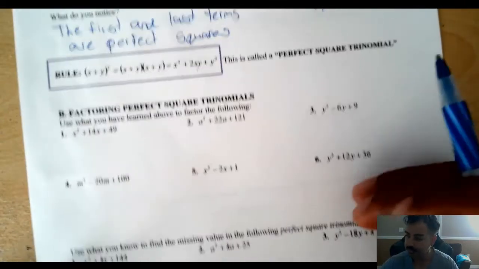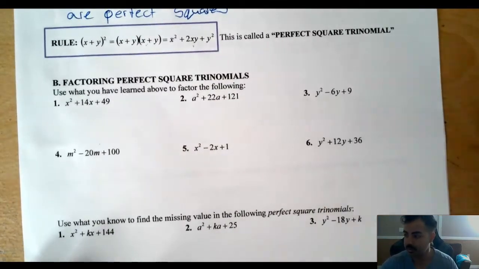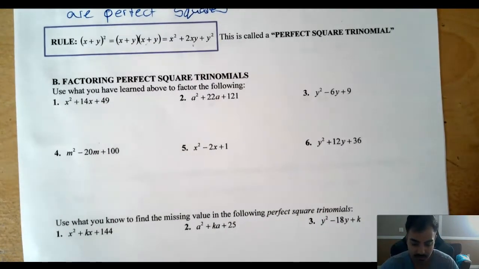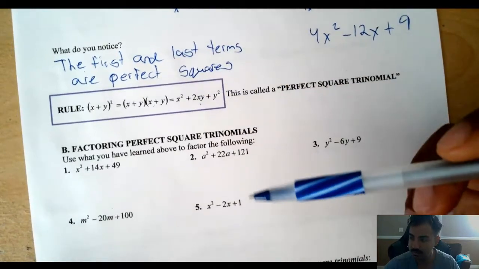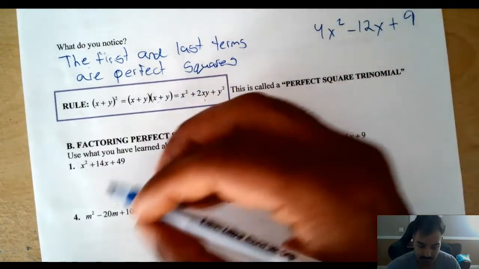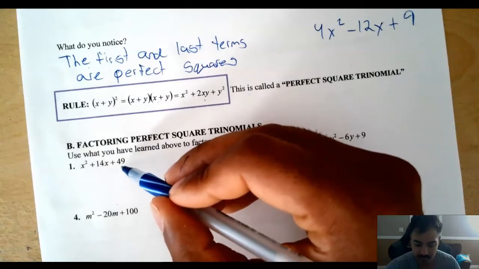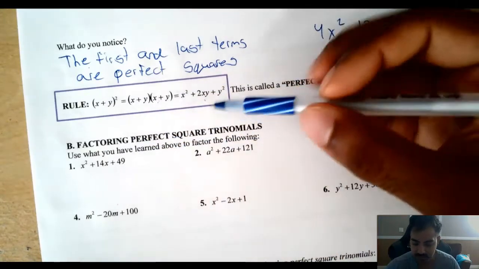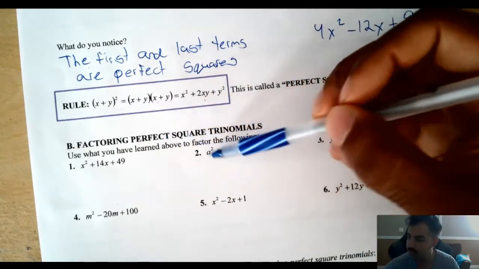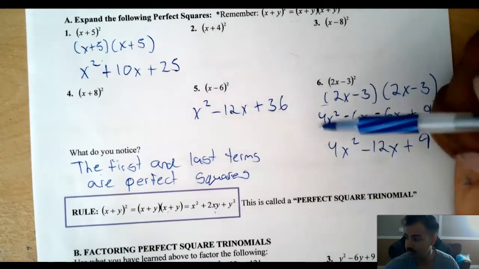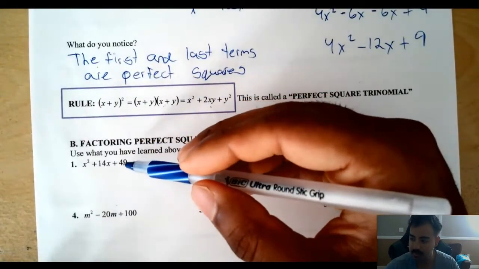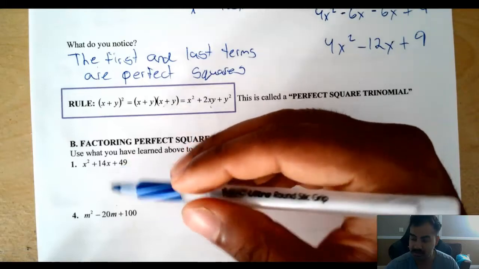Okay, let's look at factoring perfect square trinomials. It says, use what you've learned to factor the following. So we just want to use this: the first and the last term are perfect squares. So for this here, you can ask what number squared, and again, they tell you it's a perfect square trinomial, right? So this rule applies to perfect square trinomials. So what number multiplies itself to give you 49 and adds to 14?